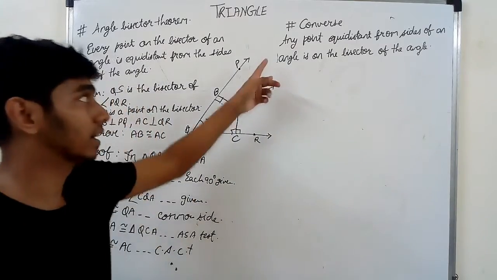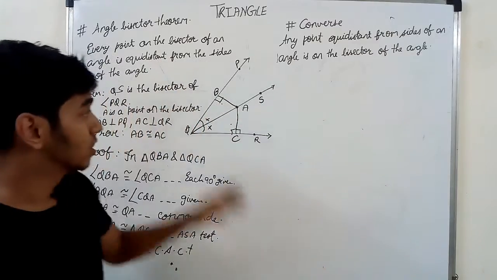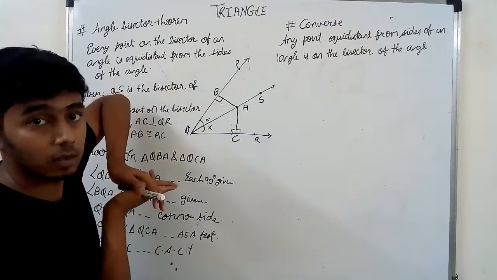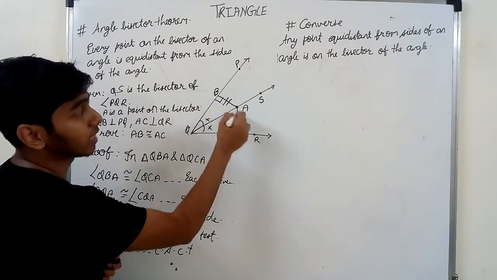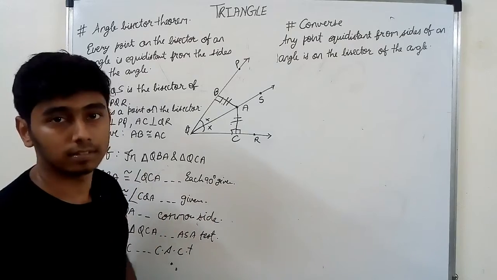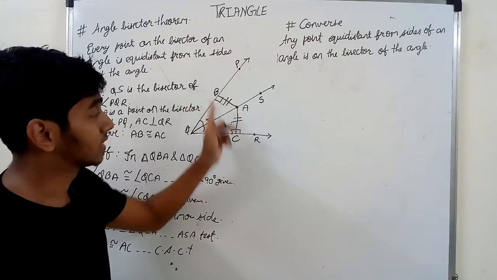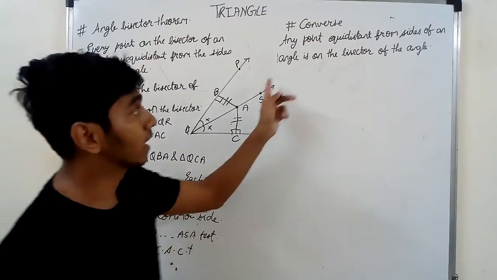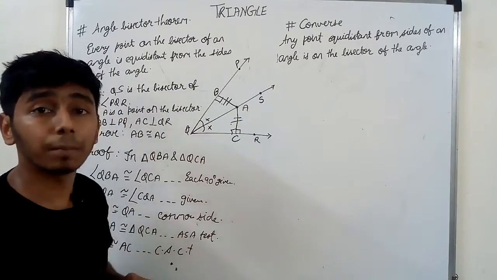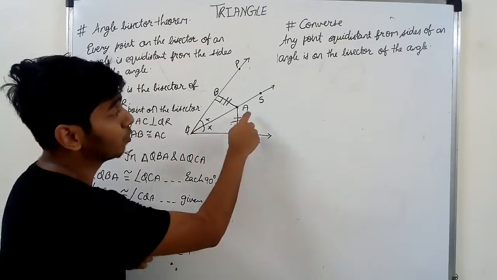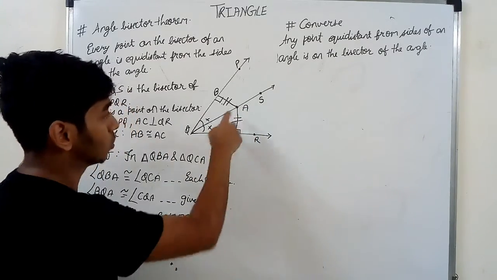so this says that any point equidistant from sides of an angle. So there are sides of the angles, and any point equidistant, meaning these two sides are equal given to us. So any point equidistant from the sides of the angle then is on the angle bisector. So we have to prove that, just like perpendicular bisector theorem, we have to prove that A is on the bisector. So we have to prove that.